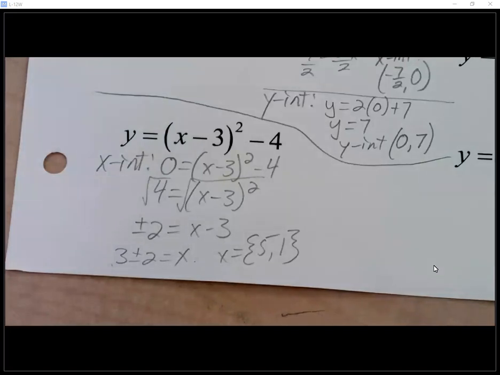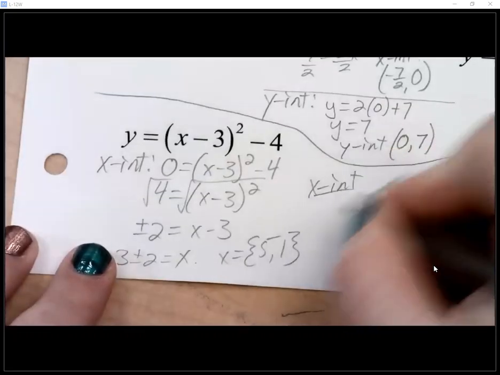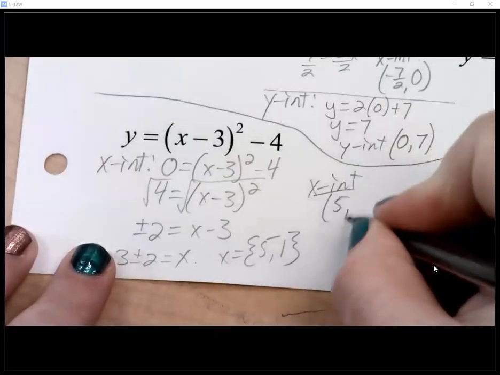Isn't it a parabola, that U-shape? So isn't it absolutely possible that it hits the x-axis twice? Yeah. Will all quadratics hit the x-axis twice? No, not necessarily. They could hit just once if the vertex is right on the x-axis, or it's possible that they don't hit at all. But anyway, this one does hit and it hits twice. So I have 2 x-intercepts. One of them is going to be at 5, 0, and the other one's going to be at 1, 0.